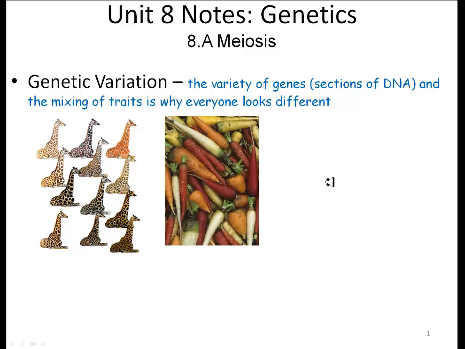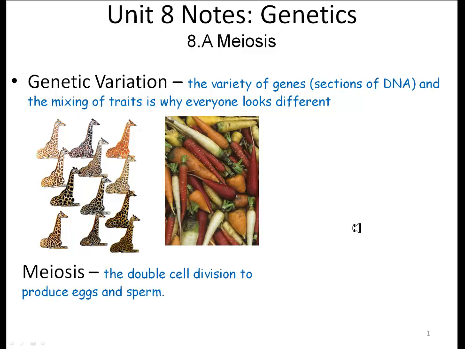Here are a couple examples of animal and plant DNA variation, where we have 6, 7, 8, 9, 10, 11 giraffe, all of about the same size. Neck lengths will vary a little bit, but the most obvious thing is the coloration and the pattern differences. And then we have a picture of carrots, where we actually get variation in plant species as well.